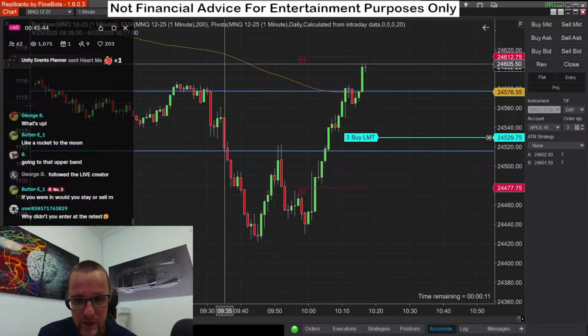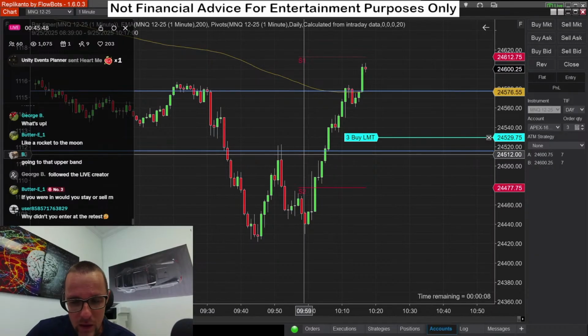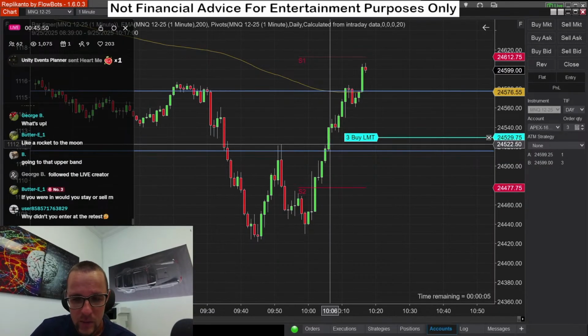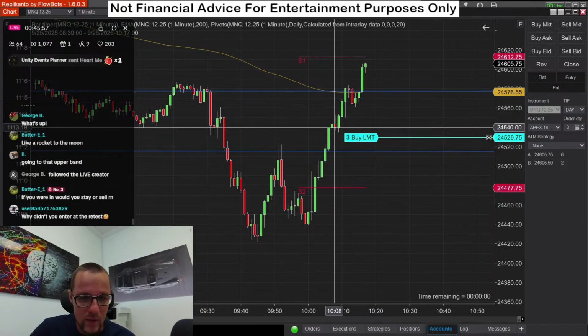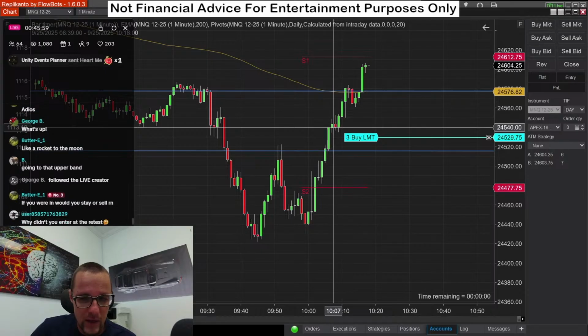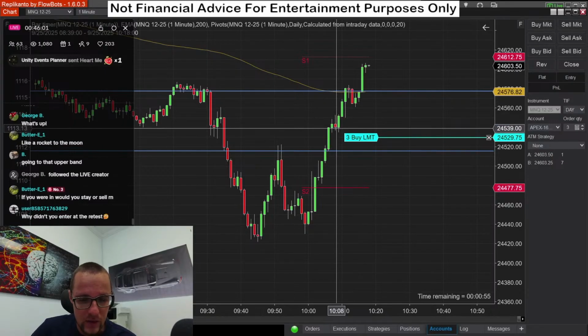Why didn't you enter the retest? What do you mean? I was trying to get off the retest, meaning price broke out, it formed this bullish imbalance. As soon as this 1 minute candle closed, confirming this bullish imbalance, I literally had my order in.